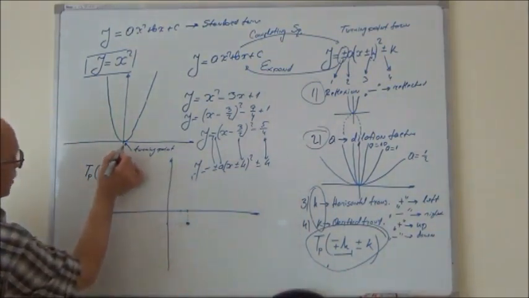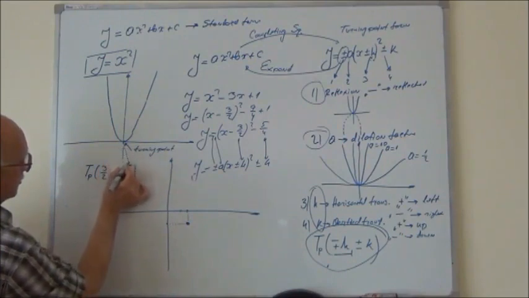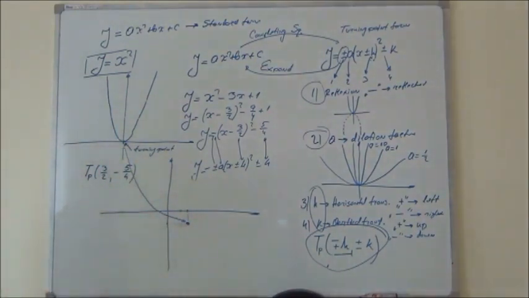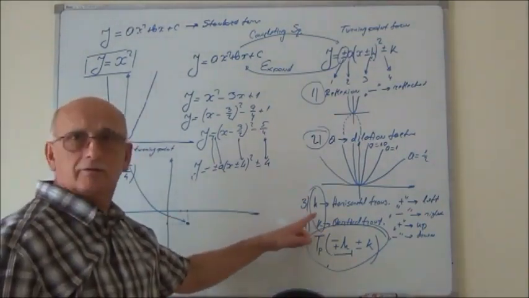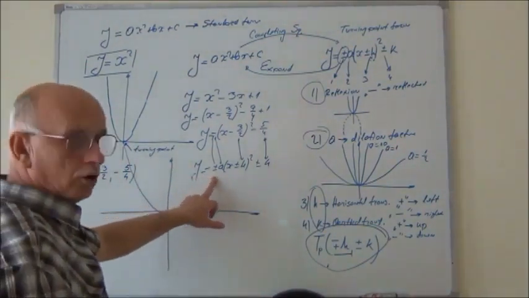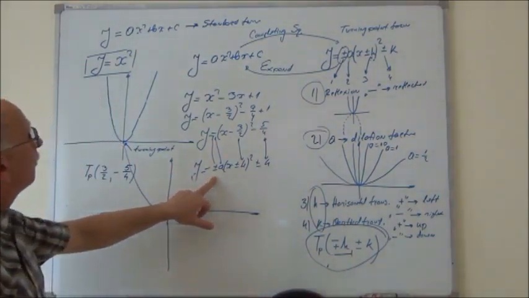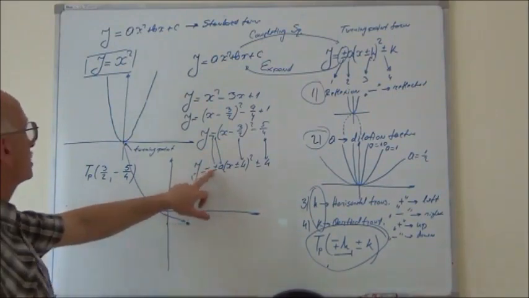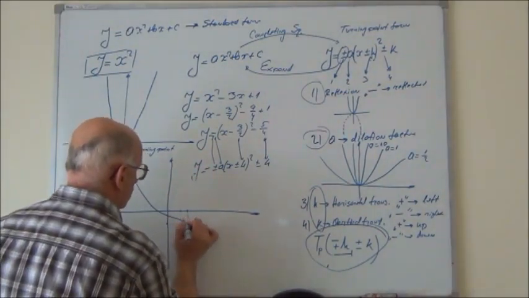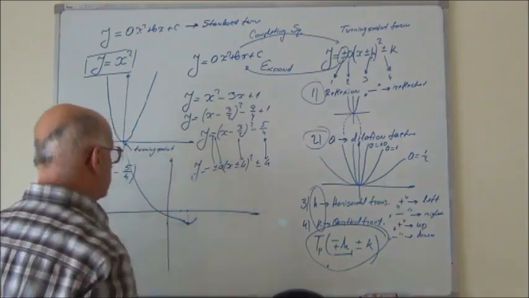So now this point we translated today by horizontal and vertical translation. No reflection, so our parabola will go on that way.